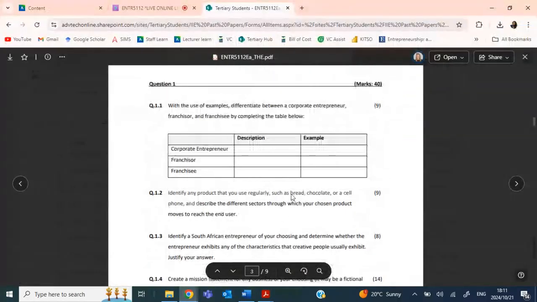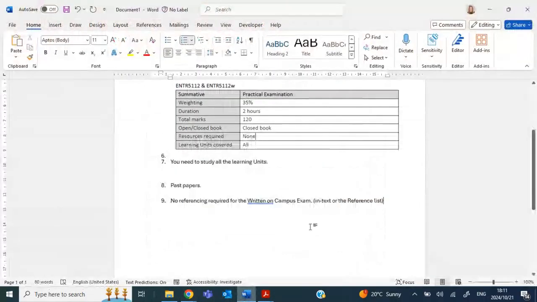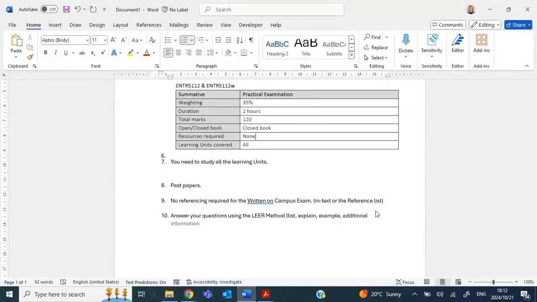Then what I would say is just go through the questions and make sure that you know how to answer them. Speaking of answering questions, my next hint to you is please answer the questions as usual, using the LEAR method that I have been teaching you guys, because here you list the theory, you explain it, you provide an example and an additional resource. So additional information would be you going further. You might not be able to give a definition, so because it's a practical exam and you're writing on campus, what you can do is maybe use real life examples.